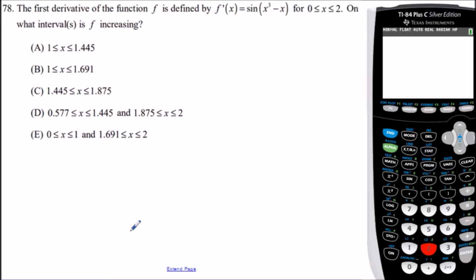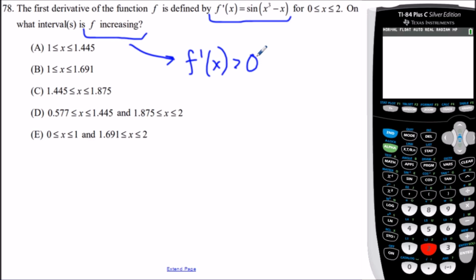Now for question 78, we have a derivative, sine of x cubed minus x, and we want to know on which intervals f of x is increasing. So we're looking for where f prime of x is greater than 0. We're just going to use the calculator for this question. We're going to type in the derivative, which is sine of x cubed minus x. A few things: make sure you're in radians, which we are. It says it right here.